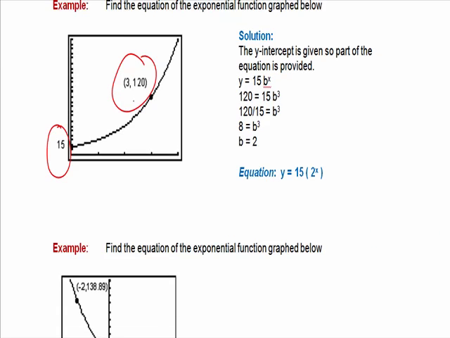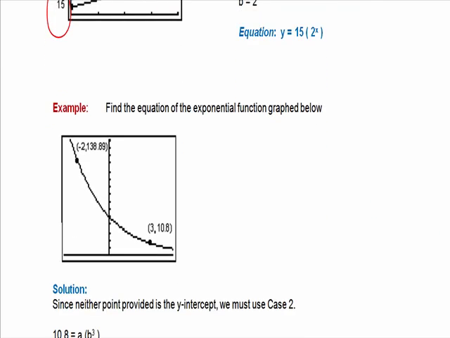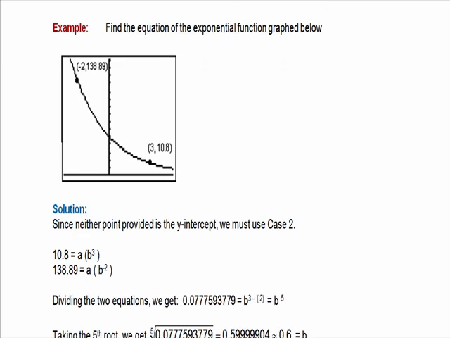Let's take a look at this final example. Find the equation of the exponential function given. I have (-2, 138.89) and (3, 10.8). So remember, neither point is the y-intercept, so we use case 2. And again, remember what I said: let's plug in the one that has the larger x value first. So that gives me 10.8 equals a times b cubed, and the second equation would be 138.89 equals a times b to the negative 2.